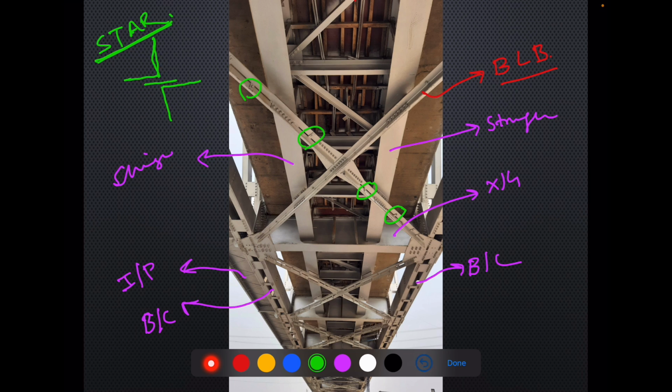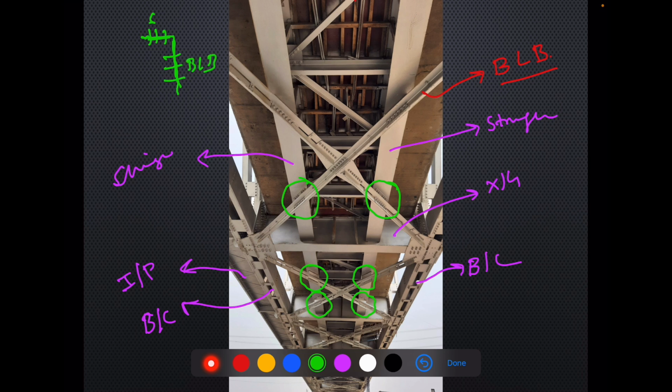Again, if you see carefully, this star section bottom lateral bracing is connected with the stringers also. As you can see over here, there is a connection planned with the stringer here, here. If you look closer, here you can see this. So this is a plate like this. The top is connected with the stringer, and this portion is connected with the bottom lateral bracing. So this is how this connection is planned.